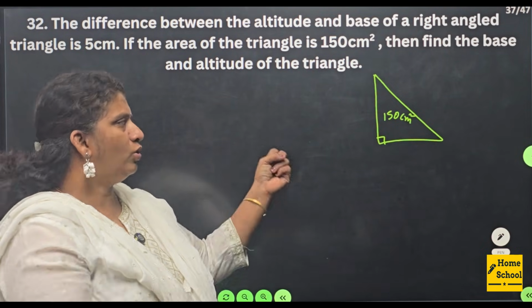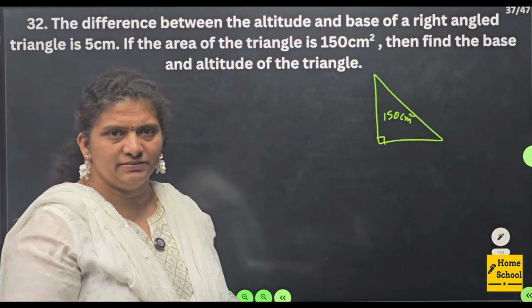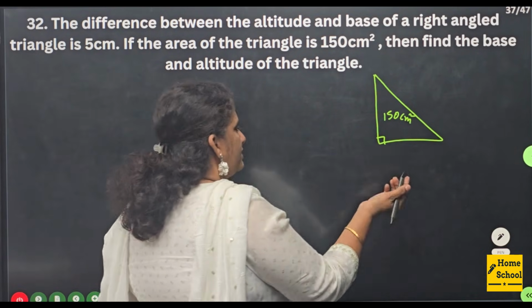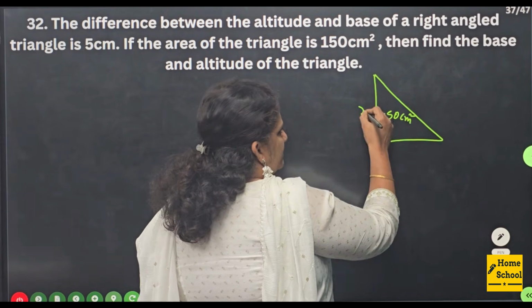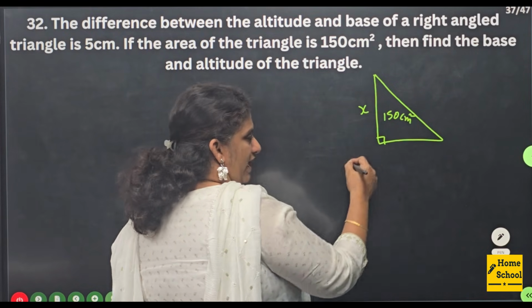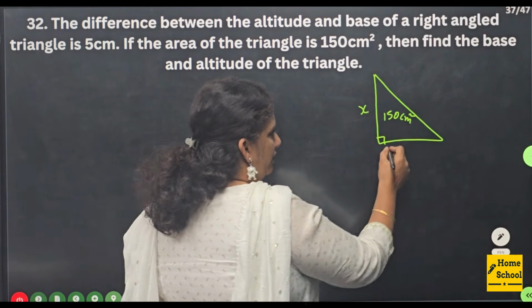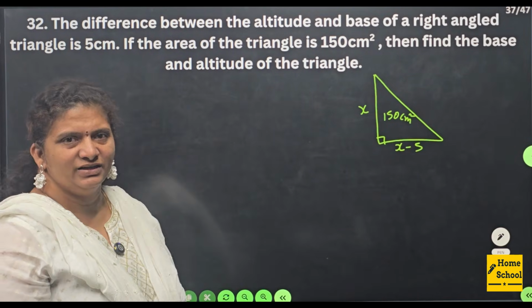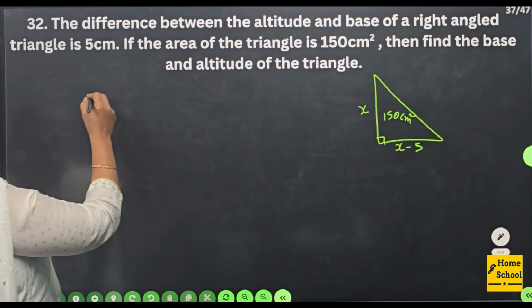Very simple. We don't know either altitude or base, but the difference between them is 5 centimeters. Suppose, let me take this as x. Let us assume altitude as x centimeter. Then this will be x minus 5. Okay. So, how to write here?